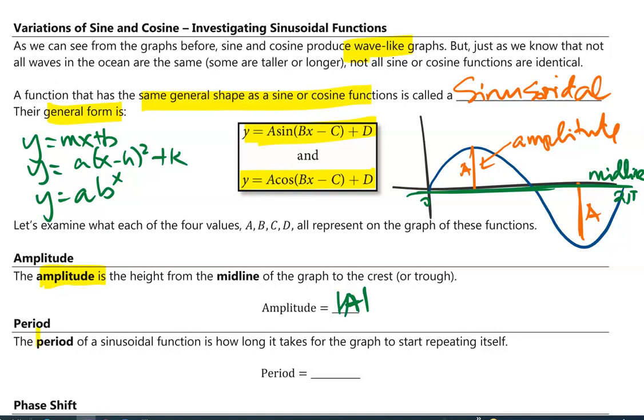The next one is the period. That is how long it takes for the graph to start repeating itself. B is not the period. So the period formula is actually 2 pi over B. So if you want to get B, that is 2 pi over the period.